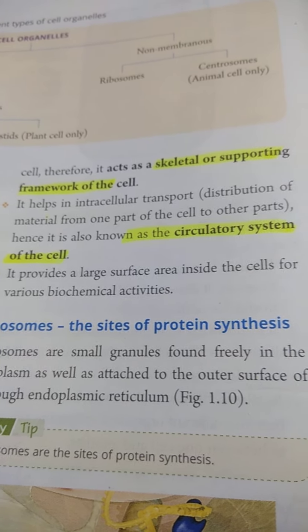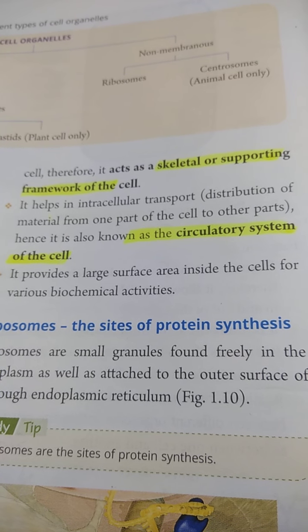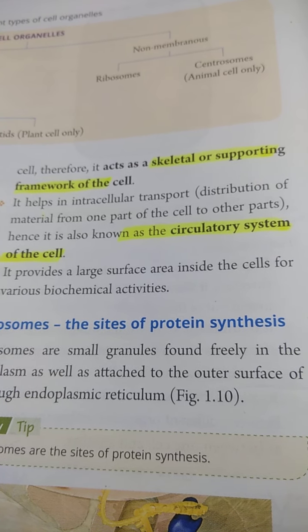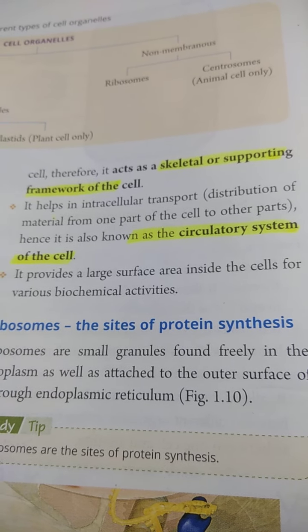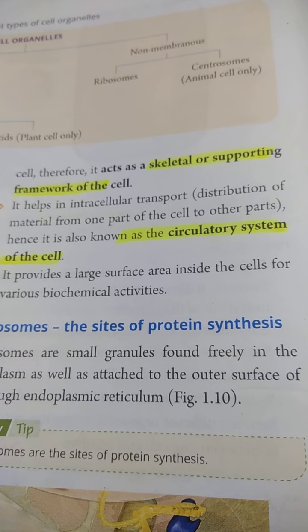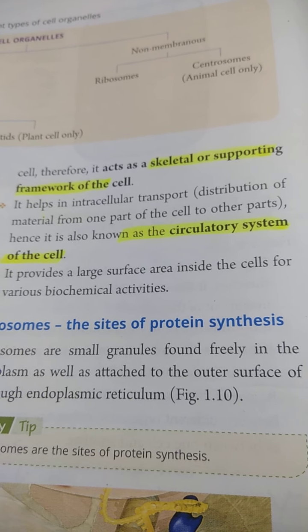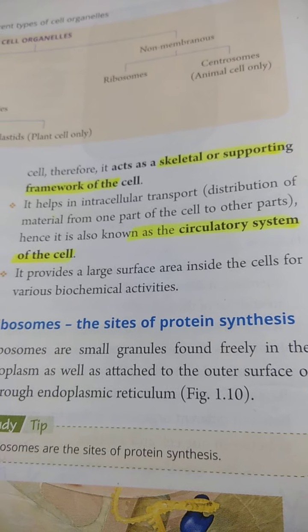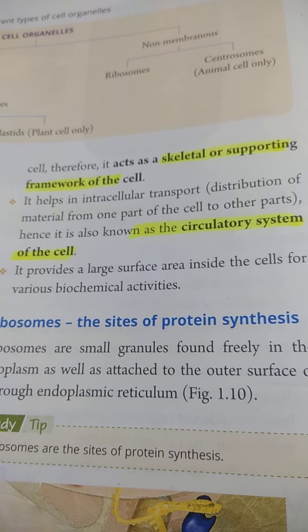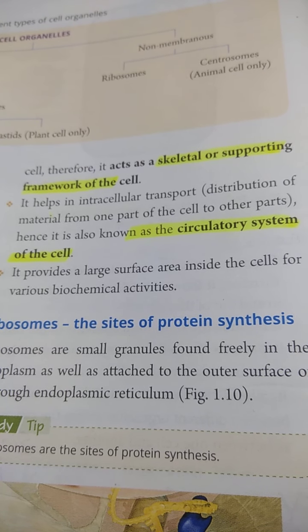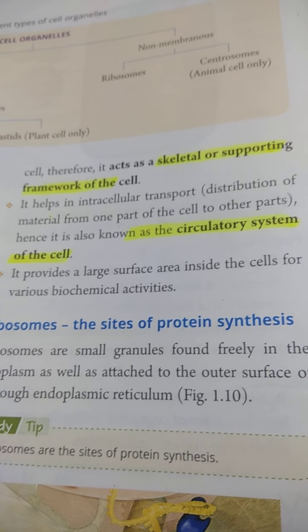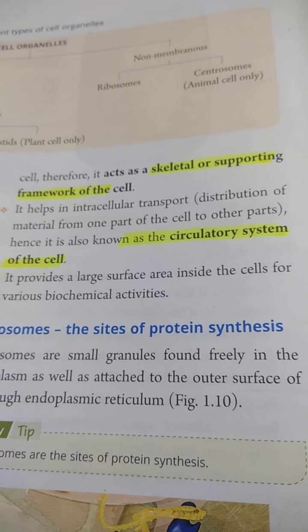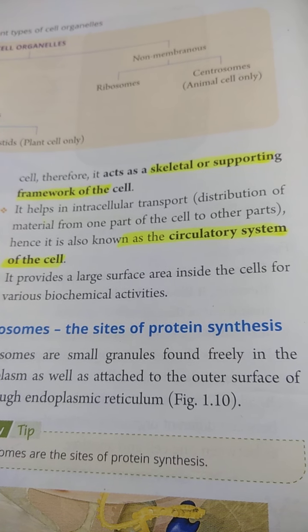Like the bones give the framework of our body, or support our body, in the same way the endoplasmic reticulum gives support to the cell. That's why it is known as the skeletal framework of the cell. And it helps in intracellular transport, meaning distribution of material from one part of the cell to another part within the cell. And it is also known as the circulatory system of the cell.